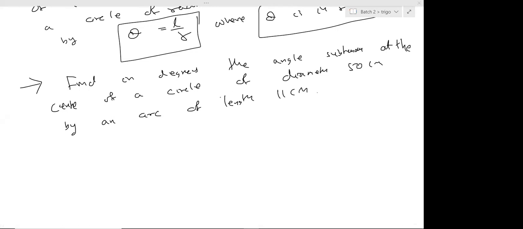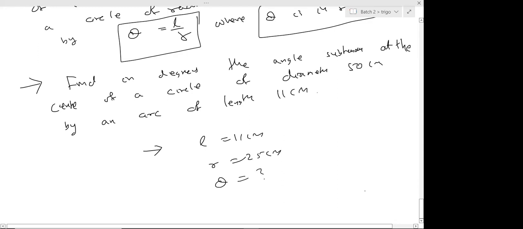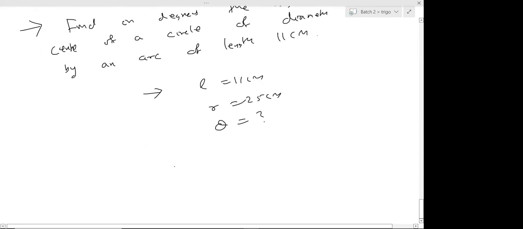All right. How to solve this one? The length of arc is 11 centimeters. Radius is 25 centimeters. You have to find theta. So we know the formula: L equals r theta. Theta is L upon r. So this is 11 upon 25. But this theta is in radian.